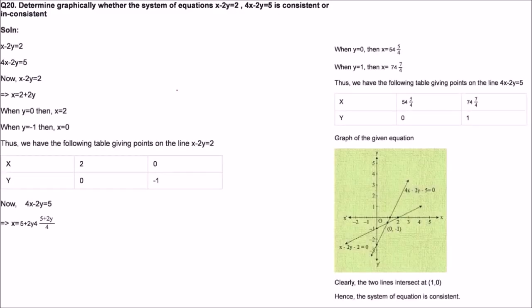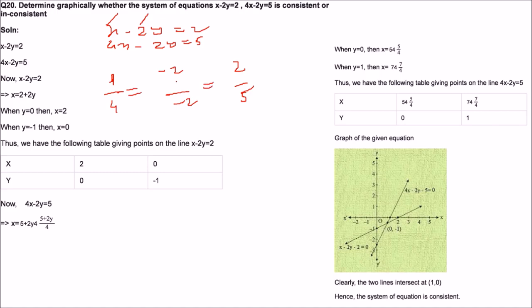Determine graphically whether the system of these two equations is consistent or inconsistent. For that, you can easily do one thing. In x minus 2y equal to 2, a1 is 1, b1 is minus 2, and c1 is 2. When we take 4x minus 2y equal to 5, a2 is 4, b2 is minus 2, and c2 is 5.